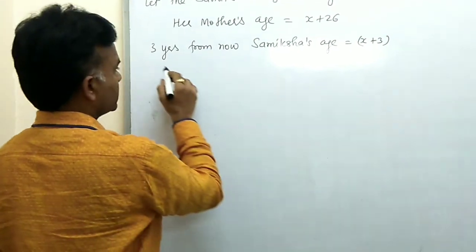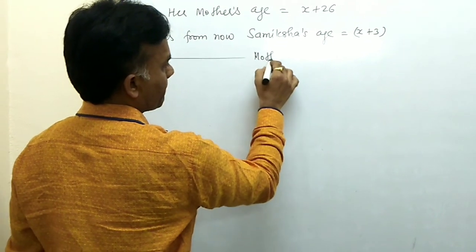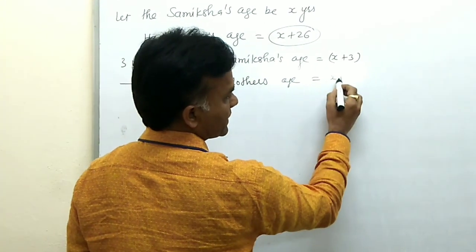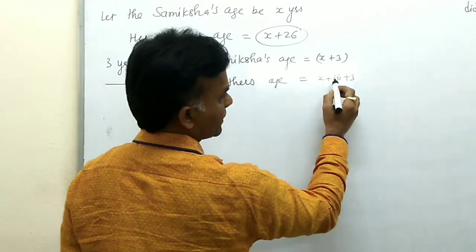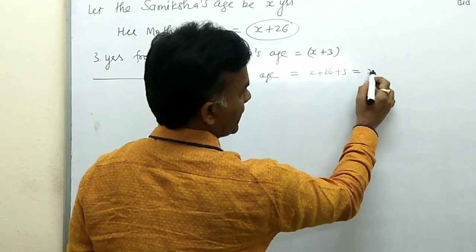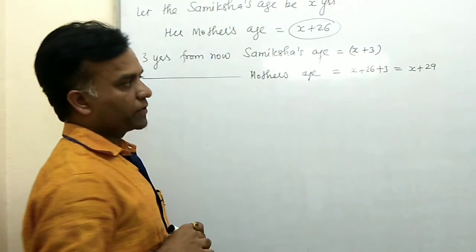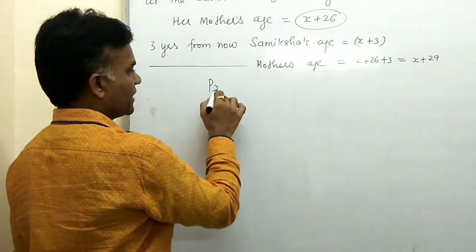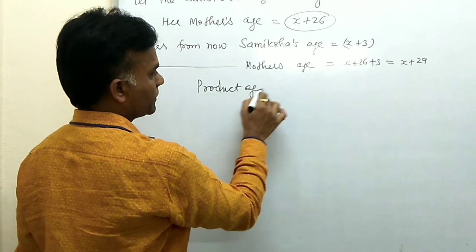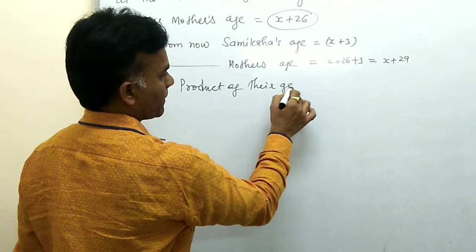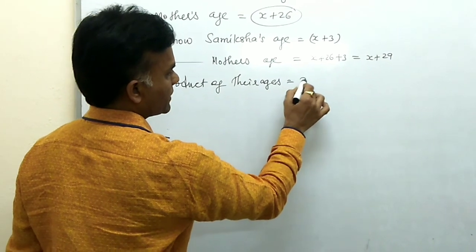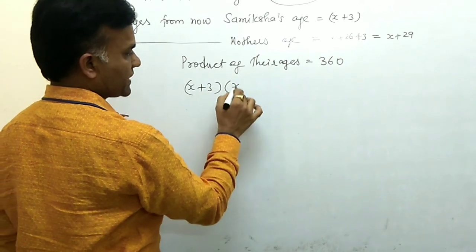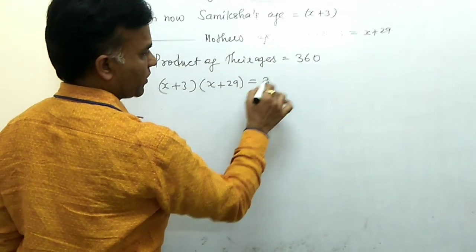Okay, and then mother's age. Mother's age we already know is x plus 26. But after 3 years you add 3, so you get x plus 29. Okay, so after 3 years Samiksha is x plus 3, and after 3 years mother's age is x plus 29. Now the product of their ages is given, equal to 360. So Samiksha is x plus 3, her mother is x plus 29, and their product we know is 360.